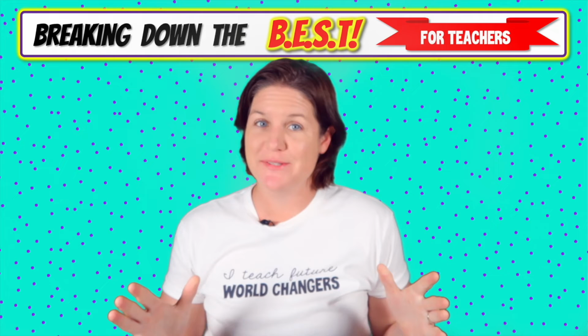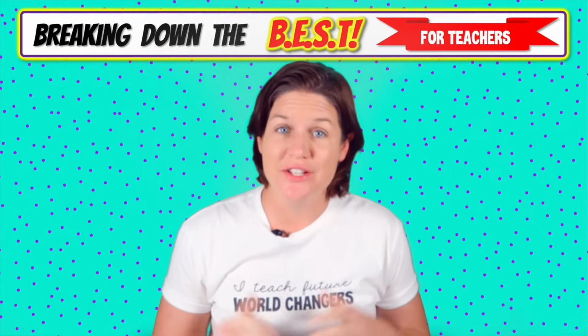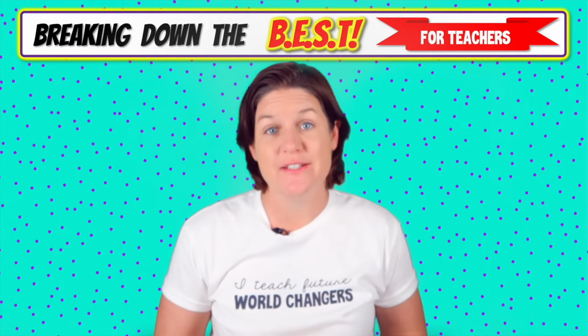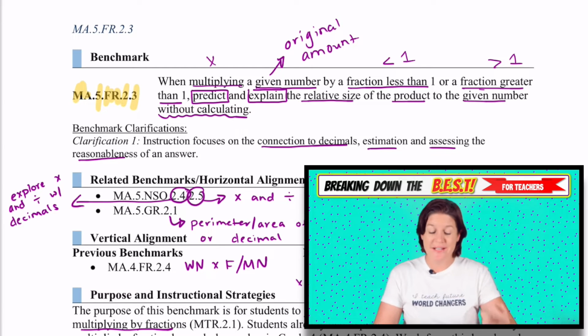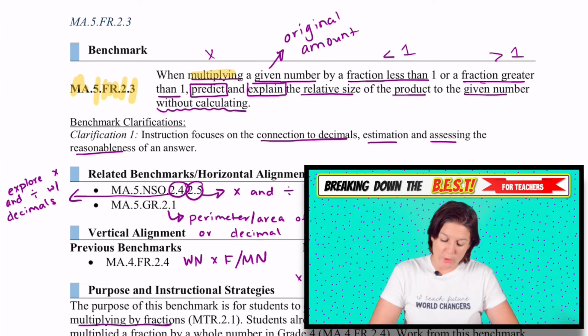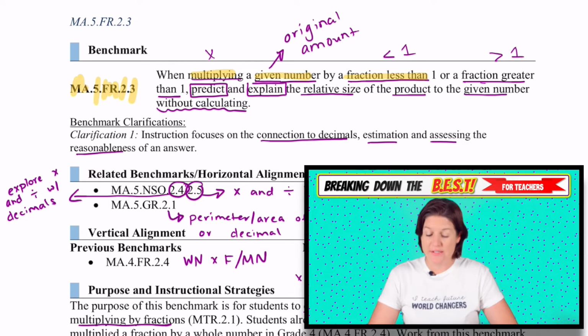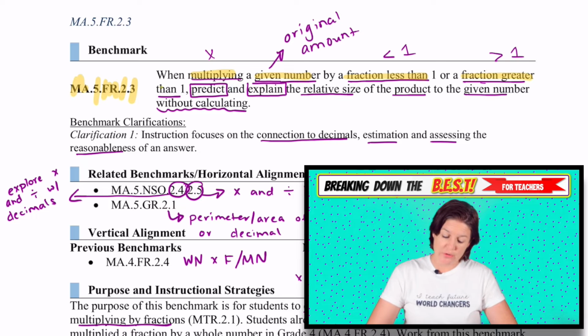Hey everyone. My name is Sarah McCarthy and I'm so excited that you are joining me as we break down the following standard. Today's standard is MA.5.FR.2.3, and the standard says: when multiplying a given number by a fraction less than 1 or a fraction greater than 1, predict and explain the relative size of the product to the given number without calculating.